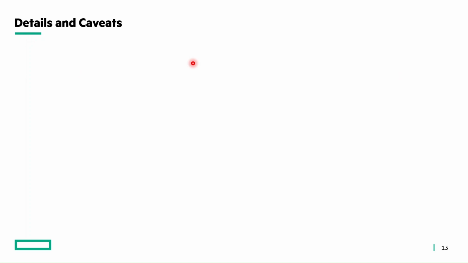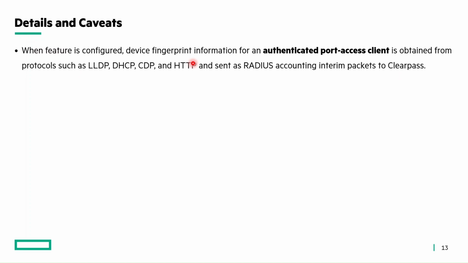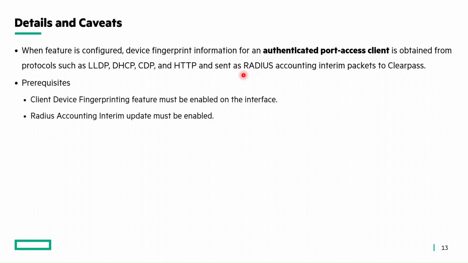Details and caveats. So this feature works only for port access clients, that is 802.1X or MAC authenticated clients. The device fingerprinting information for an authenticated client is gathered from protocols such as LLDP, DHCP, CDP, and HTTP and sent as a RADIUS accounting interim packet to the ClearPass. So here is the prerequisite for this feature. The client device fingerprinting feature must be enabled on the interface, and for sending the RADIUS accounting interim update, we need to enable the RADIUS accounting interim update feature.